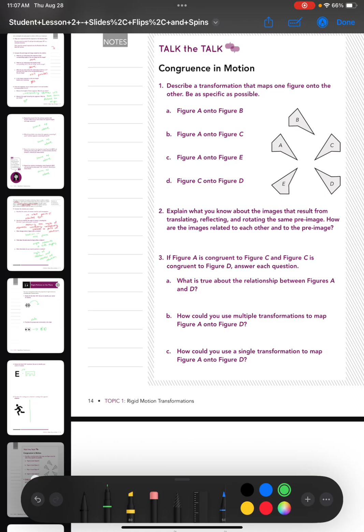All right, and to finish up here, where it says talk the talk, congruence in motion, describe the transformation that maps one figure onto the other for each one of these. So figure A to figure B, that has been translated. It's been slid up and right to get to figure B.